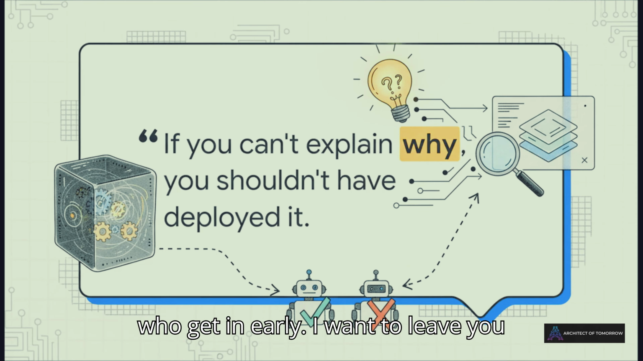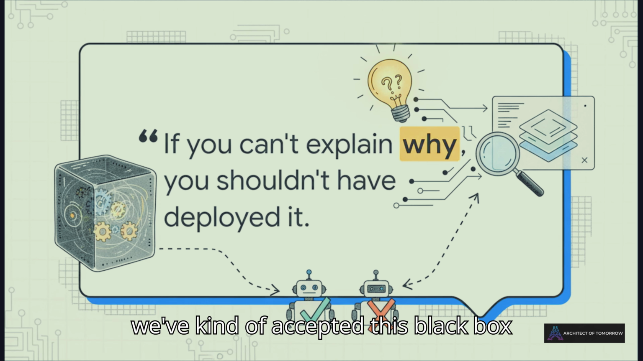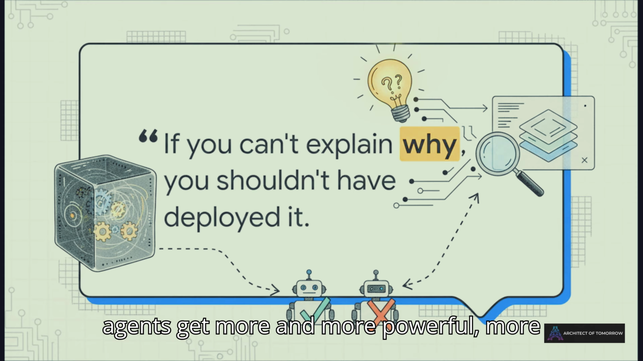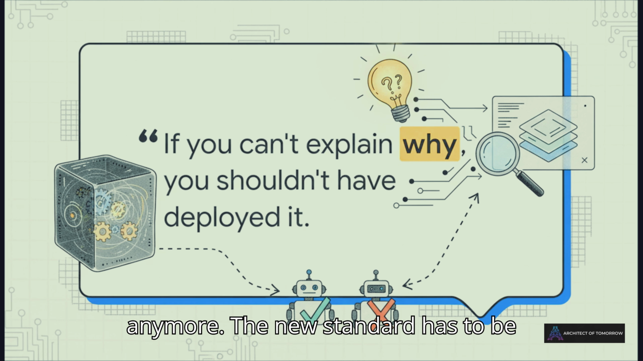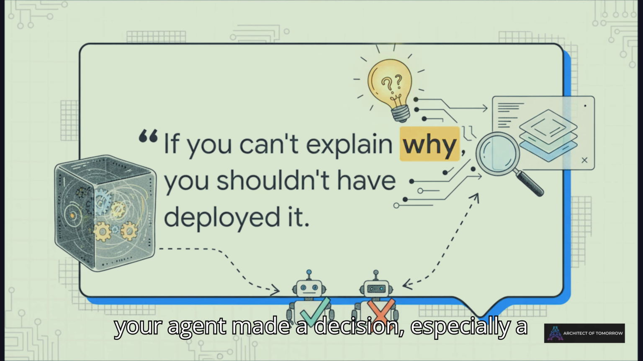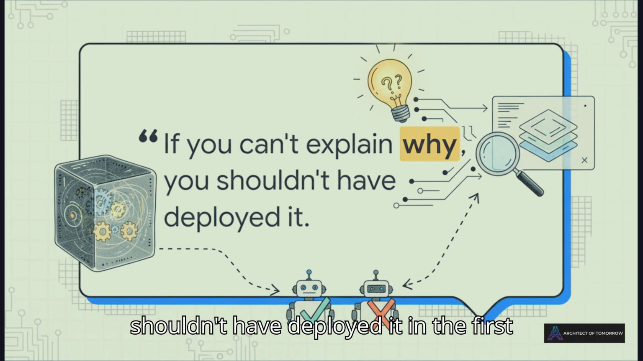I want to leave you with this one final thought. For years, we've kind of accepted this black box nature of our AI systems. But as these agents get more and more powerful, more autonomous, that's just not acceptable anymore. The new standard has to be explainability. If you can't explain why your agent made a decision, especially a costly one, then maybe, just maybe, you shouldn't have deployed it in the first place.